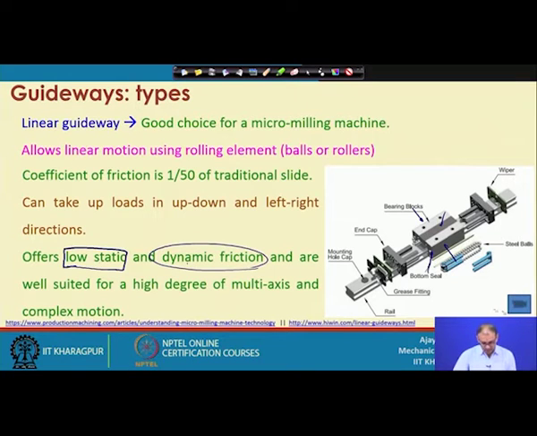So, let us see this particular video where almost everything is clear: what the different components are, how you can define the different specifications of the linear guideway, and where these guideways are used in different applications. Let us go through that video, and I will explain it step by step.